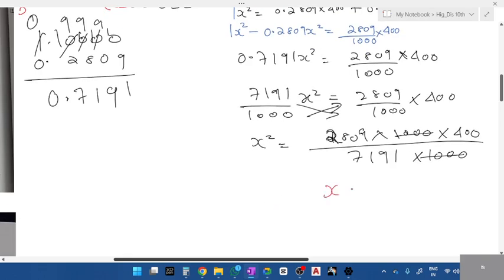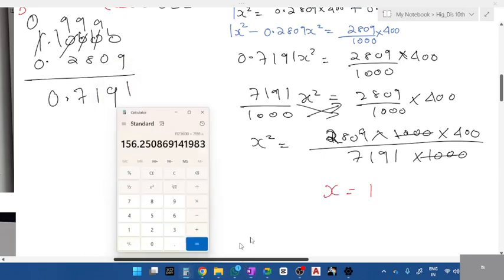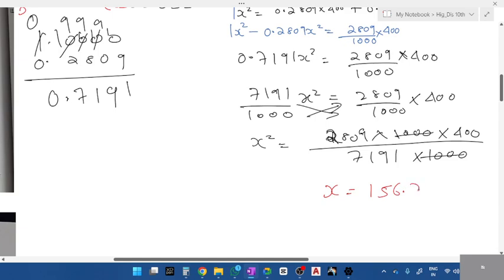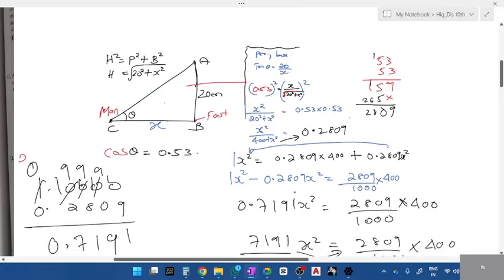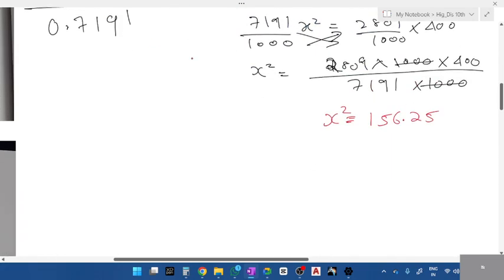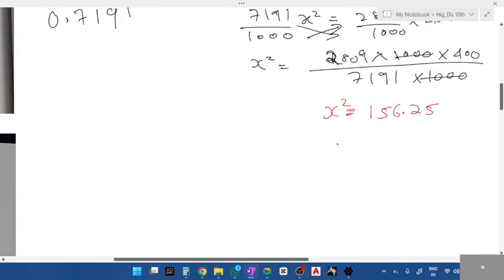Tomorrow I'll teach using the table. 156.25. Do we need x square or x? What value do we need here to find this distance? Only x. So this square goes to the other side, right? x is equal to the square root of 156.25. Do one thing, just take 15625. Let us find it by long division.